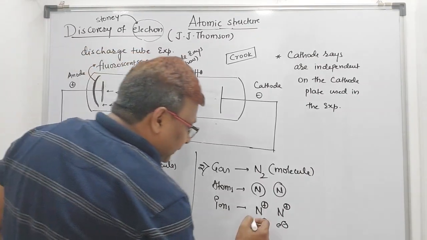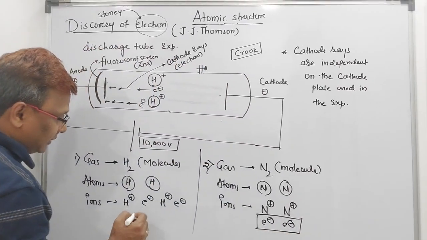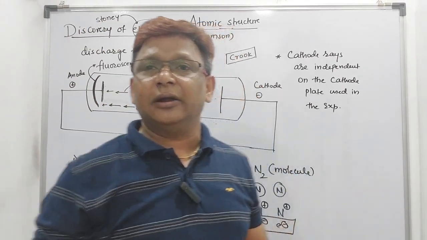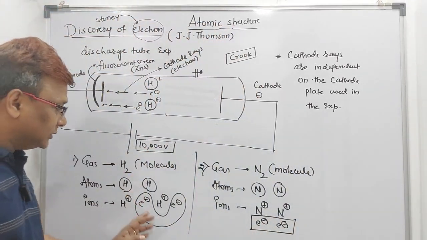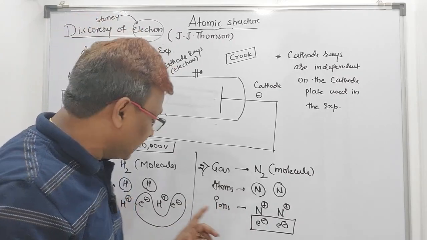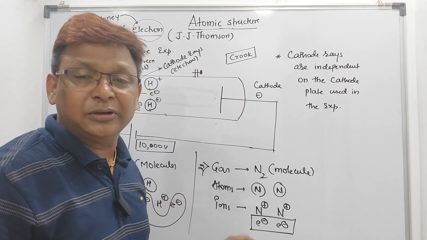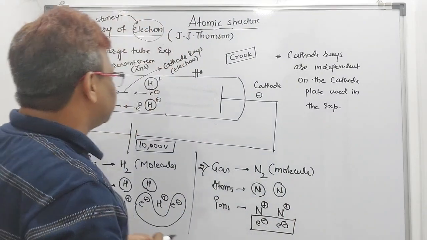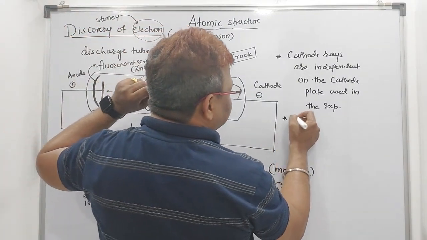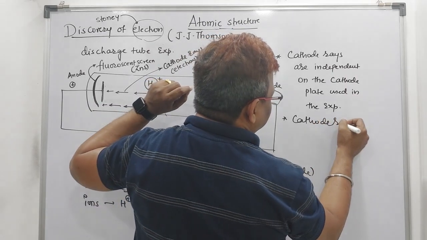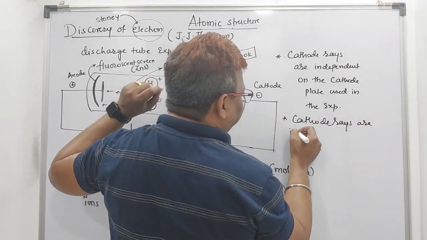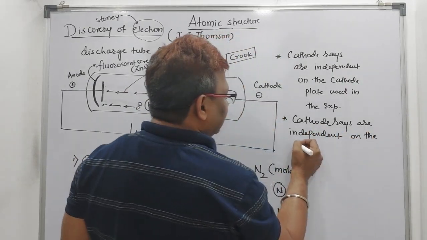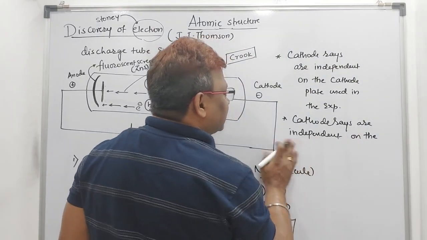Now my question is beta, the electron coming from the nitrogen atom and the electron coming from the hydrogen atom, are both electrons the same or do we have to say they differ? So our answer is beta, both the electrons are the same. Either the electron coming from hydrogen or from nitrogen, it is the same because these electrons have the same charge, same mass, right? So I should say one more point: cathode rays are independent of the nature of the gas taken in the discharge tube.